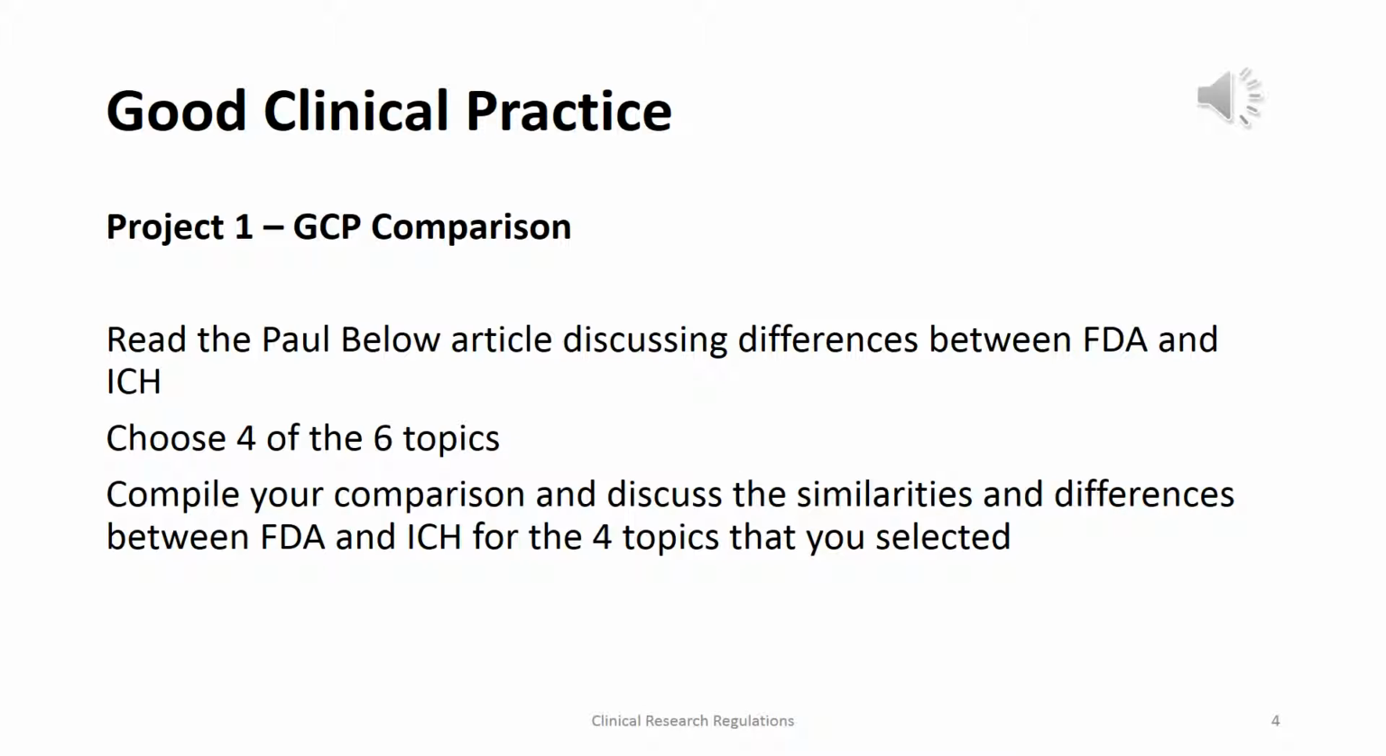So as you go through this week, you'll be looking at both of those documents, becoming familiar with them, learning more about them. So your assignment is going to be to choose 4 of the 6 topics, and then what you'll do is you will compile a comparison of the similarities and differences between the FDA regulations and the ICH guidelines on the specific 4 topics that you selected. So you've got some choice there. It will be due on September 14th, which will be probably a week from this coming Monday as you listen to this. So I think you'll have plenty of time to do it.